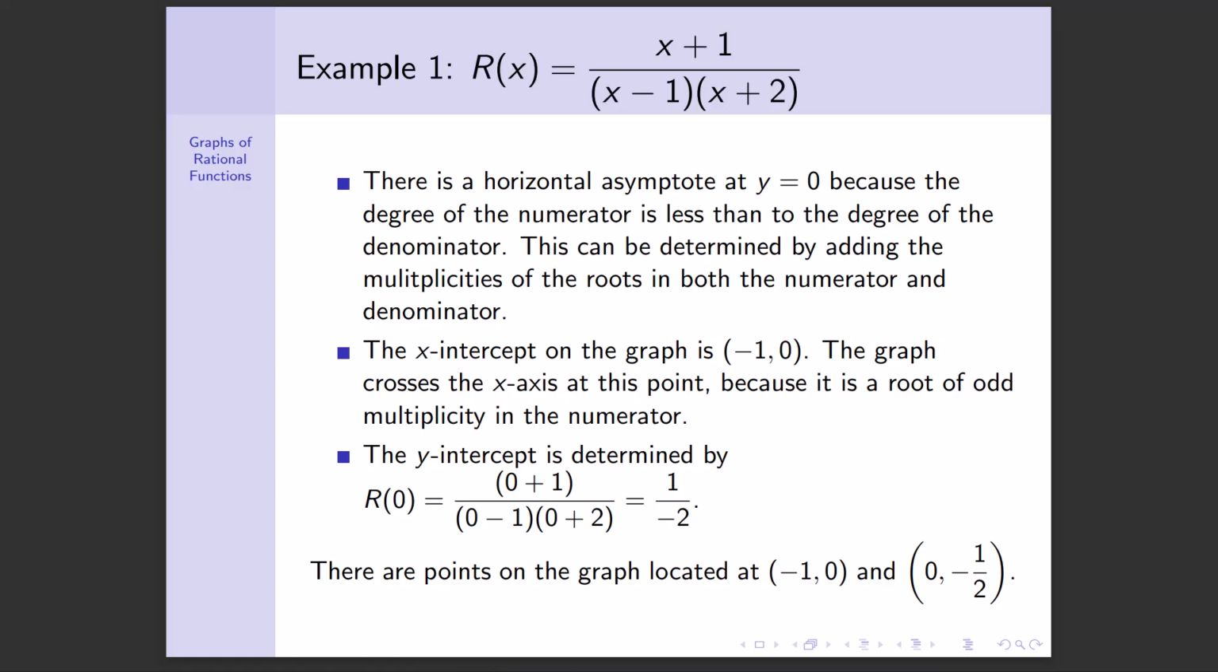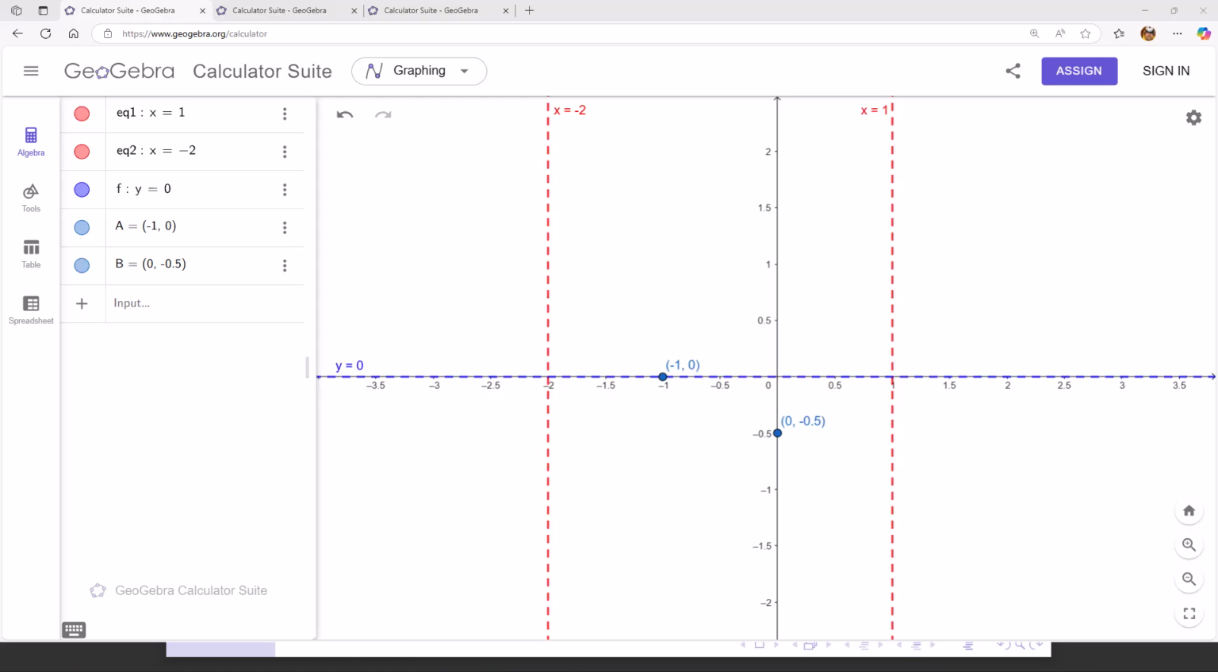So we're going to go ahead and plot those next. Here in blue, we can see the horizontal asymptote at y equals 0. Again, it's a dashed line because it's not a part of the actual graph. We also have the points (-1, 0) and (0, -1/2). These are the x and y intercepts respectively that we determined by solving the numerator for the x-intercepts and substituting 0 into the rational function for the y-intercept.